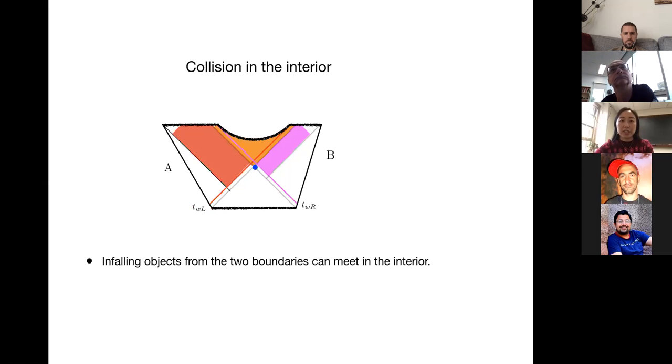It's about the collision in the interior. We will discuss the idea that the overlap of perturbations represents the meeting in the interior. Let's say if we trust this Penrose diagram, then we know that the infalling objects from the two boundaries can meet in the interior.